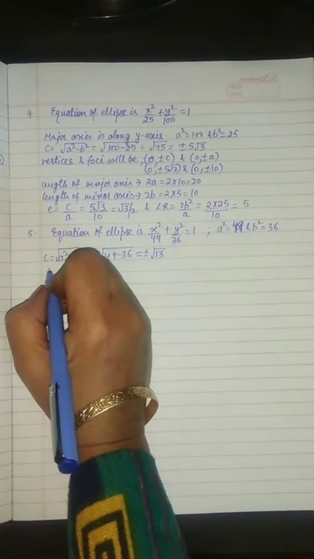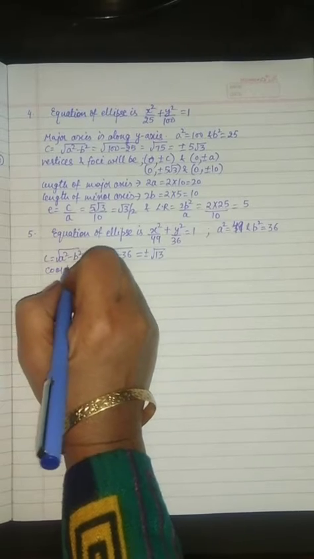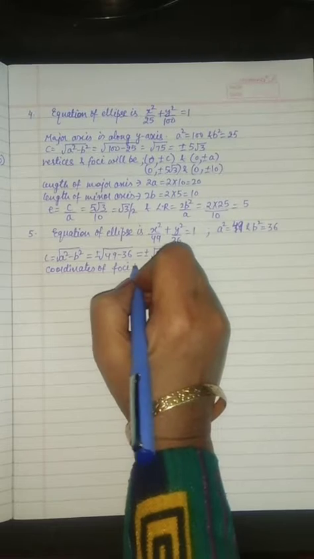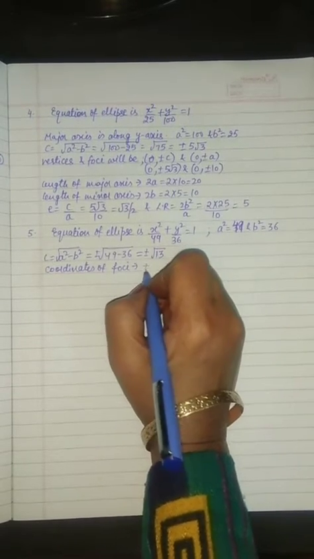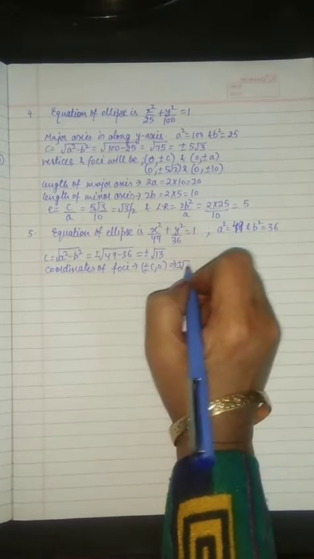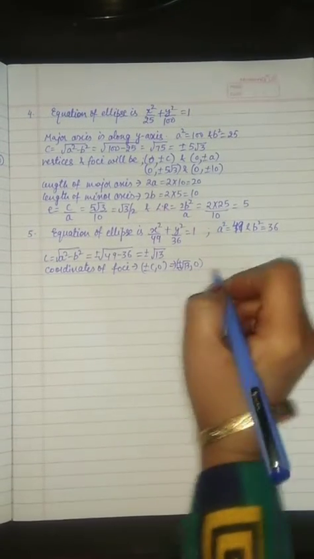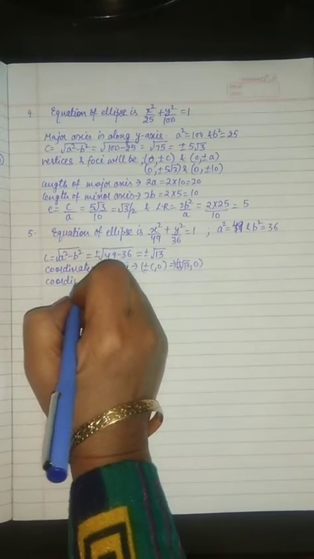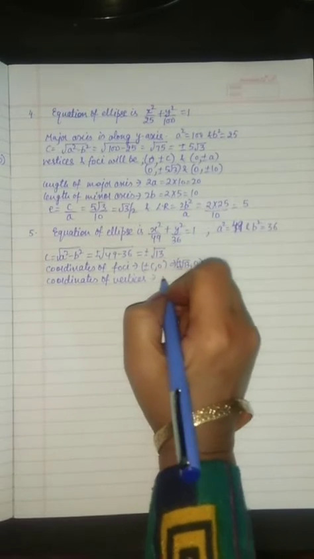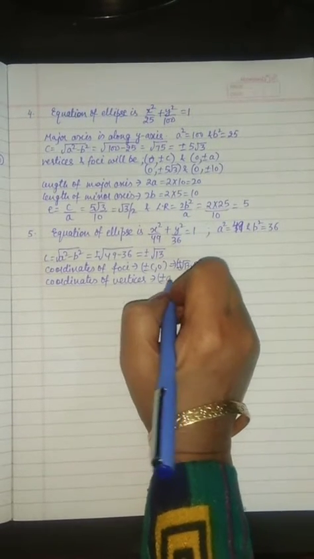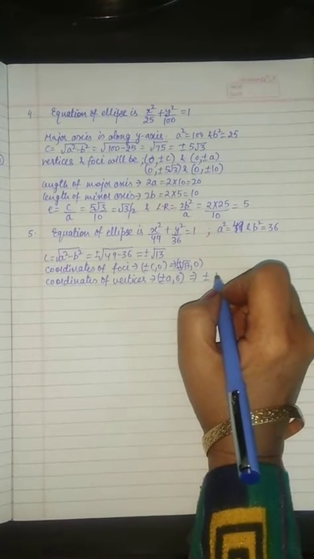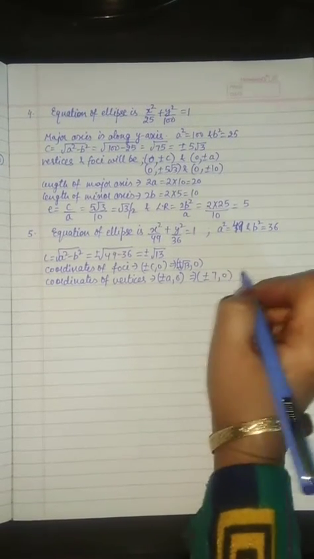So coordinates of foci will be plus minus c and 0, that is plus minus under root 13 and 0, and coordinates of vertices will be plus minus a and 0, which is equal to plus minus 7 and 0.